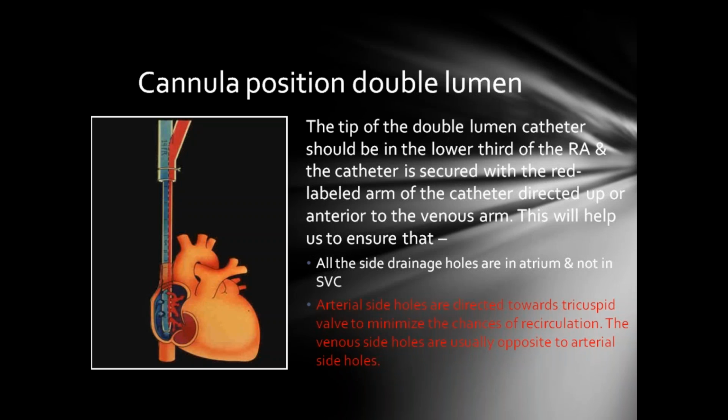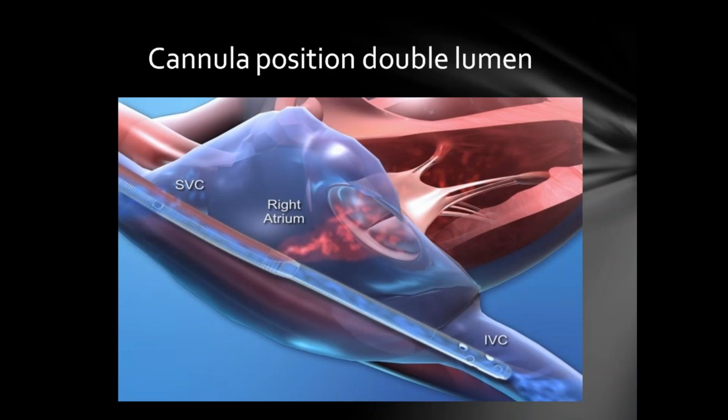See, this catheter has moved a bit up. So what happens? The IVC is draining from here, the return is going here also, here also. So what will happen? This will lead to recirculation. Can you see this? This is the IVC port for drainage. This is the SVC port for drainage, and this is going to be the return port, which will go directly to the RA, towards the tricuspid valve.